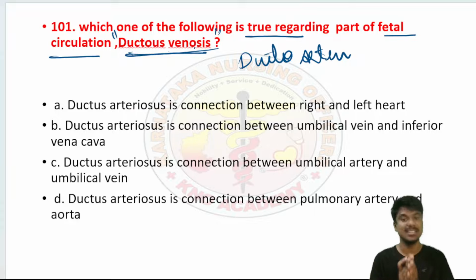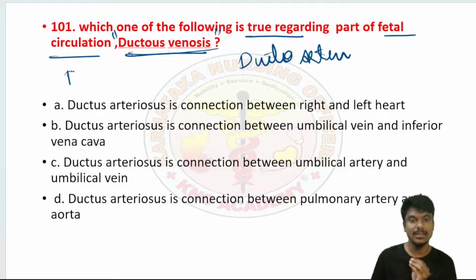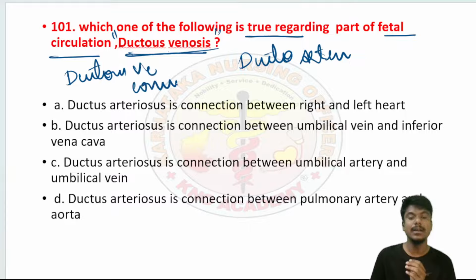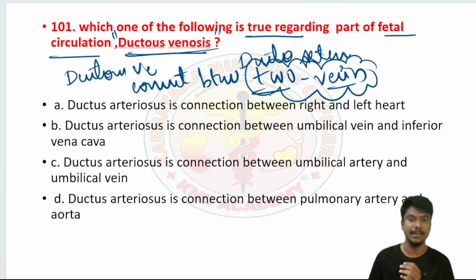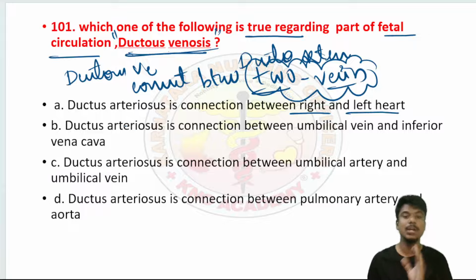Ductus venosus means connection between the two veins. Connection between the two veins is called ductus venosus. Now we will see which are the two veins. Here, ductus arteriosus is a connection between the right atrium and left heart? No, it's not the right answer. We have to search for the two veins here.